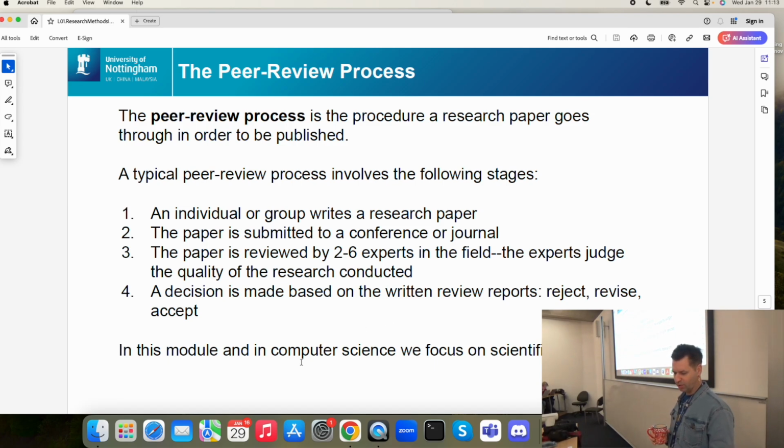So in this module and in computer science in general, we focus on scientific research. Scientific research is the gathering of peer-reviewed evidence to support a theory, hypothesis, perspective, and so on. Does that make sense? Hopefully. If I want everybody to be silent, I will just ask more questions. And I will. I ask a lot of questions in the module.